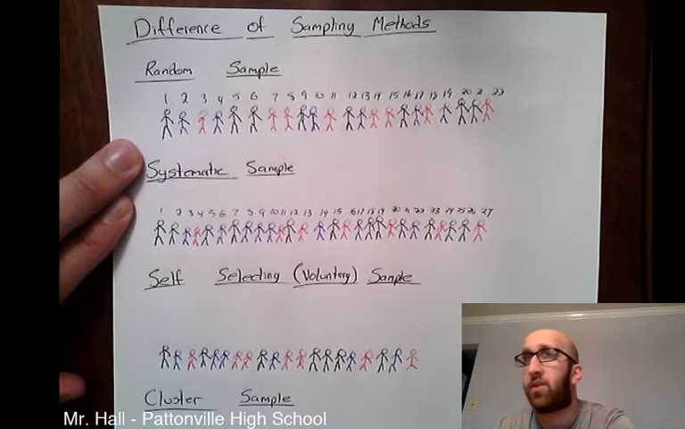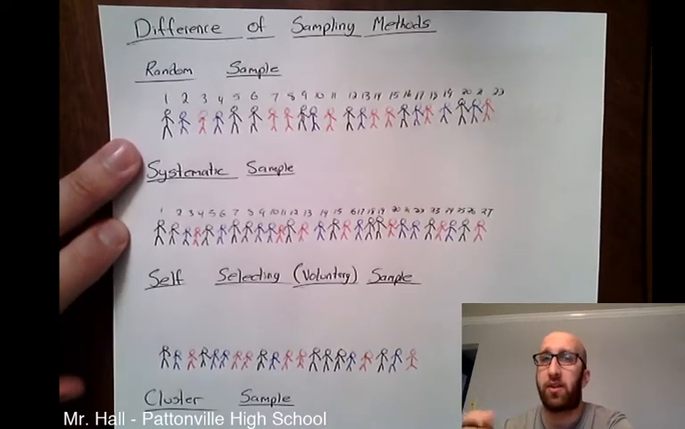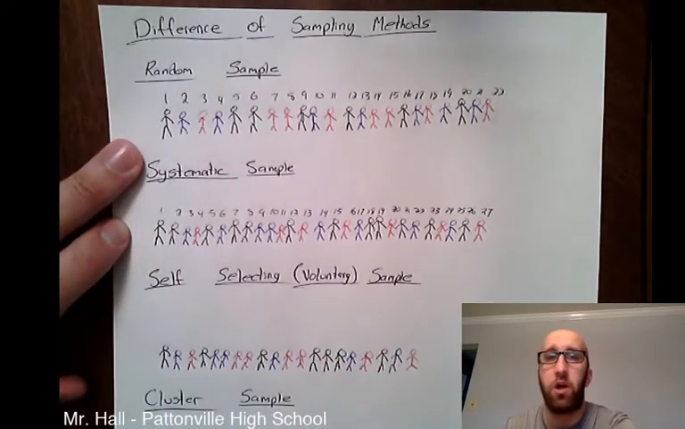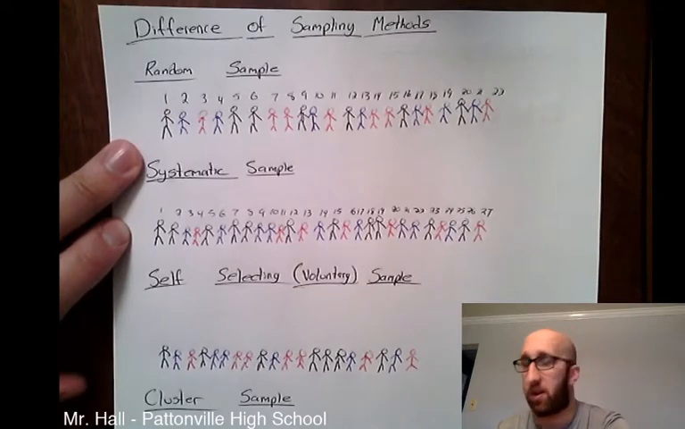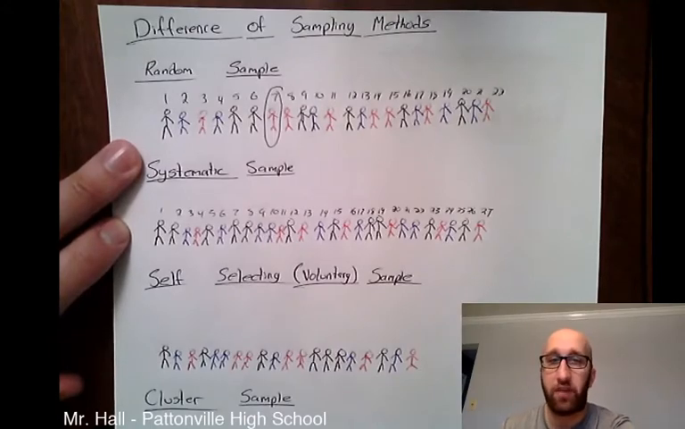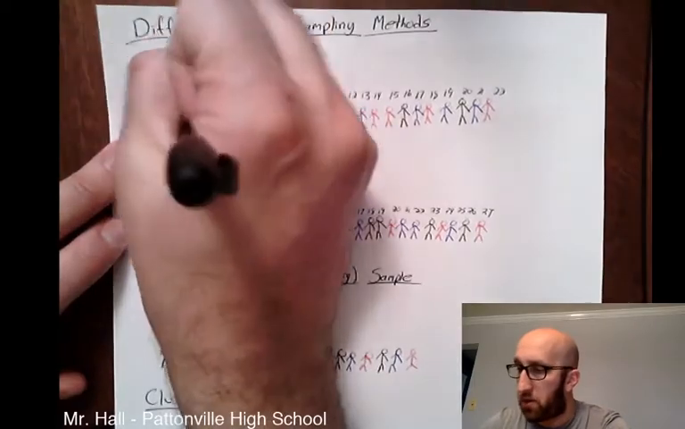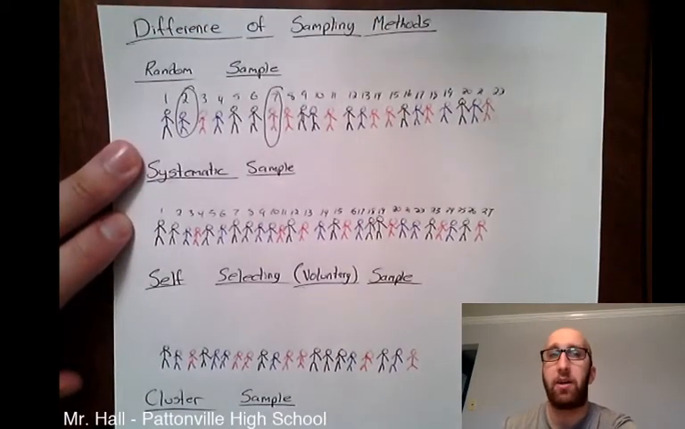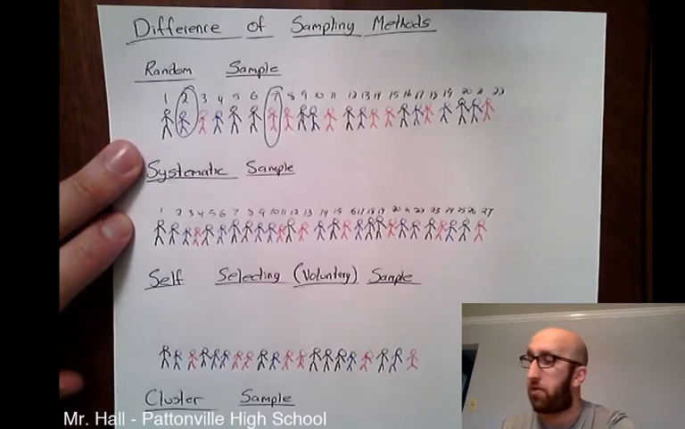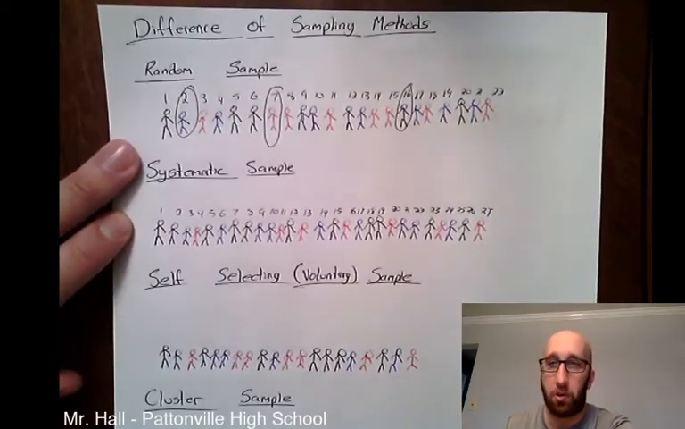Another way you could do this is write down numbers and put them in a hat, or you could use a random number generator. There are a lot of random number generators out there that can select random numbers from 1 to 22. Say it selects the number 7. Then the stick figure that was assigned the number 7 is now in my sample. I pull another random number, the number 2. Well, 2 is now in my sample. Say I pull the number 16. 16 is now in my sample, and so on and so forth.